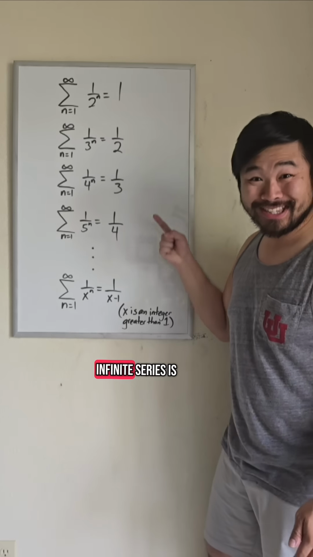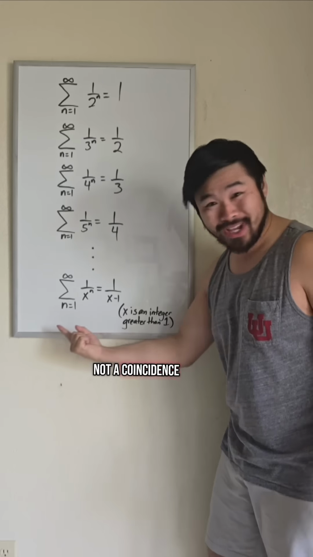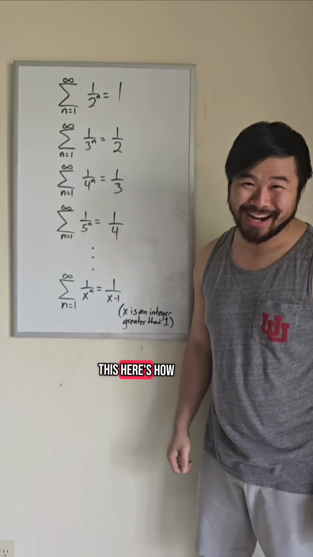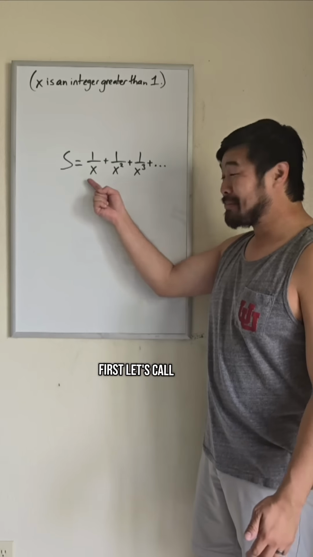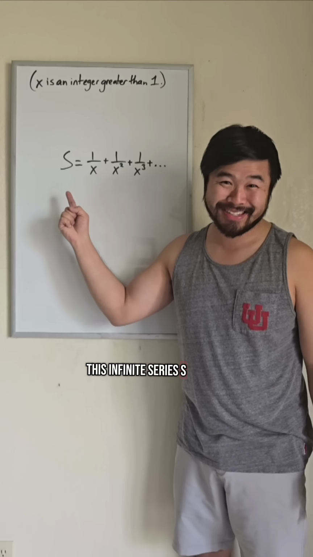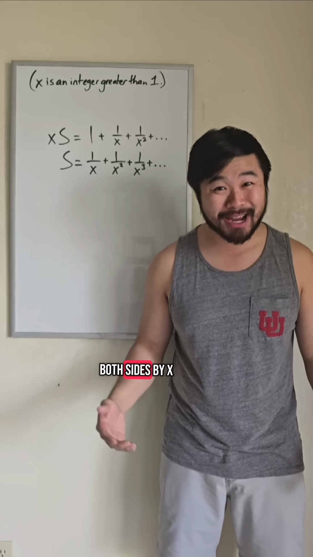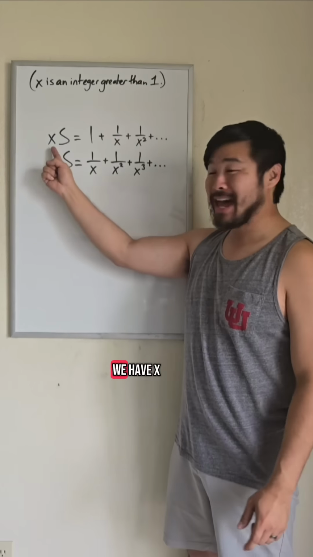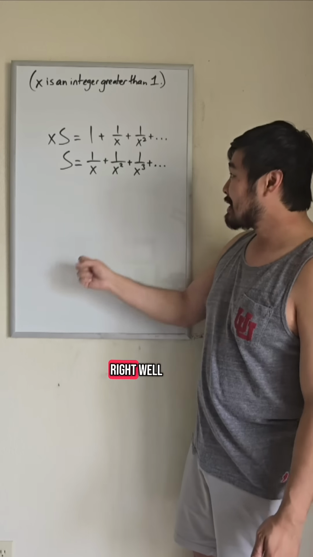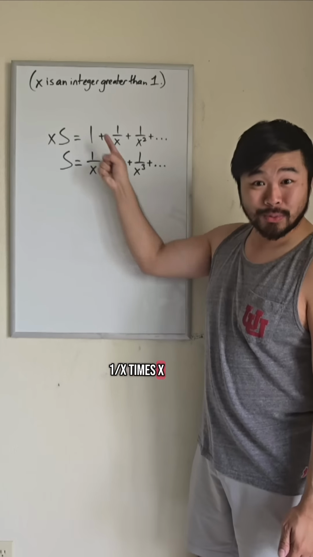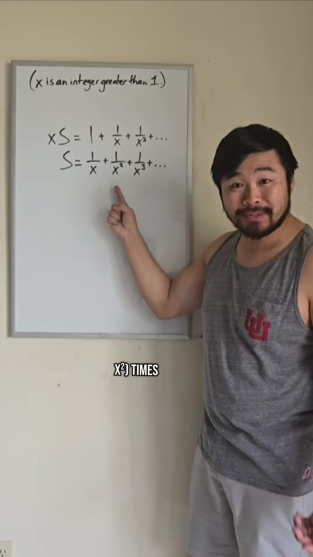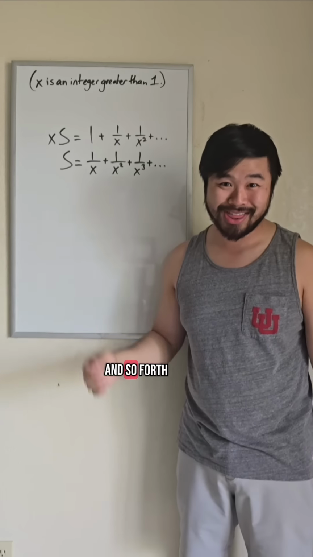This pattern for infinite series is not a coincidence. We can generalize this. Here's how. First, let's call the sum of this infinite series S. Then let's multiply both sides by x. On the left, we have x times S, and on the right, well, 1 over x times x is 1, 1 over x squared times x is 1 over x, and so forth.